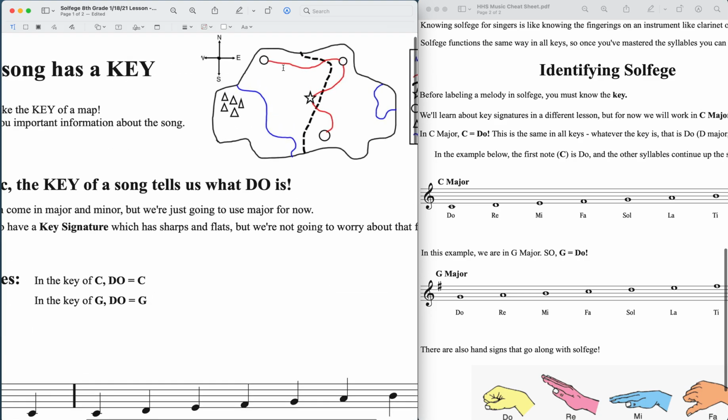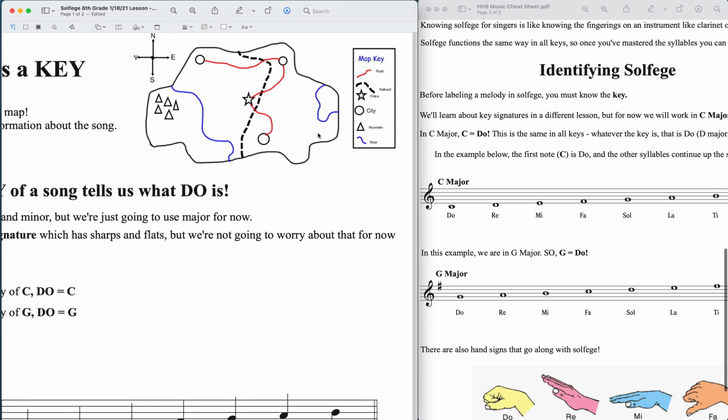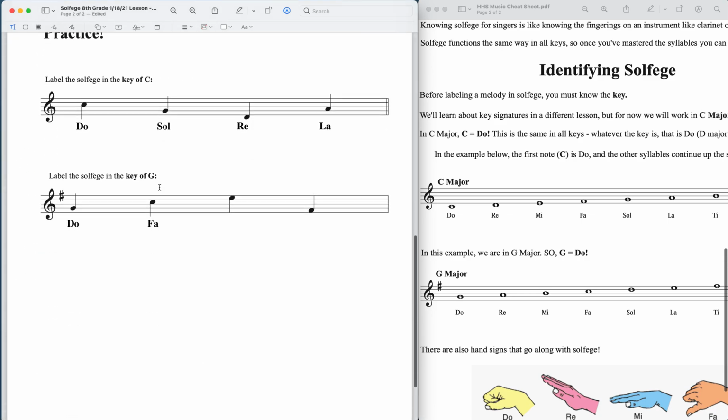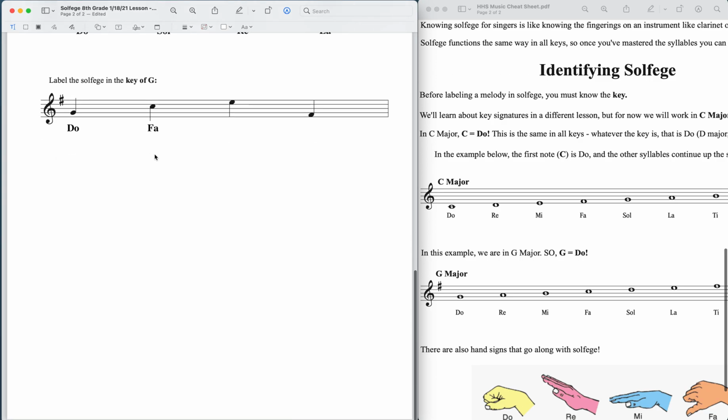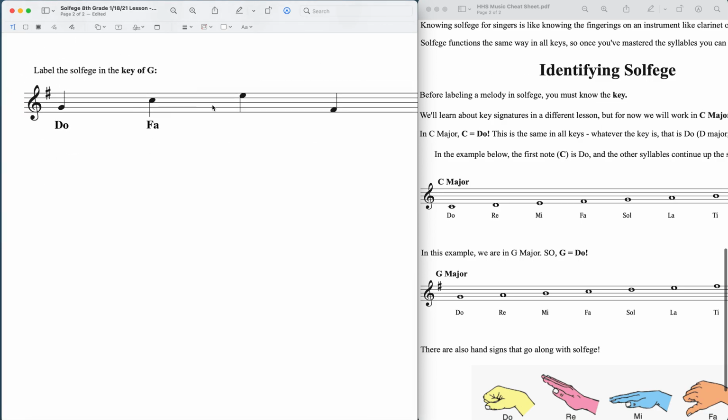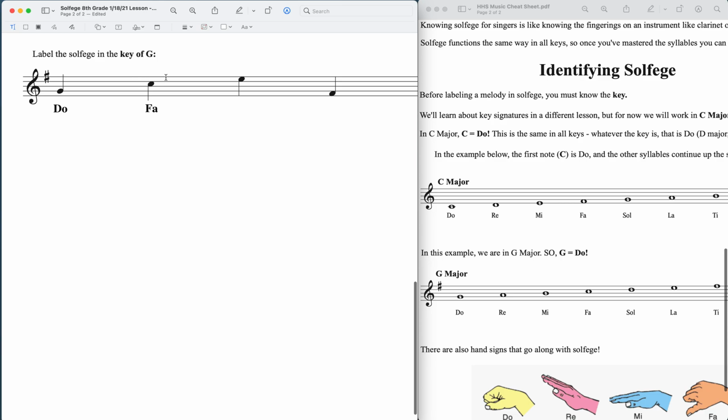Remember, the key is so important. It's just like the key on a map. So the most important thing you need to know is what key you're in, and then you can figure out what the solfege are. So we're in the key of G. Do is G. C would be fa. E would be la.